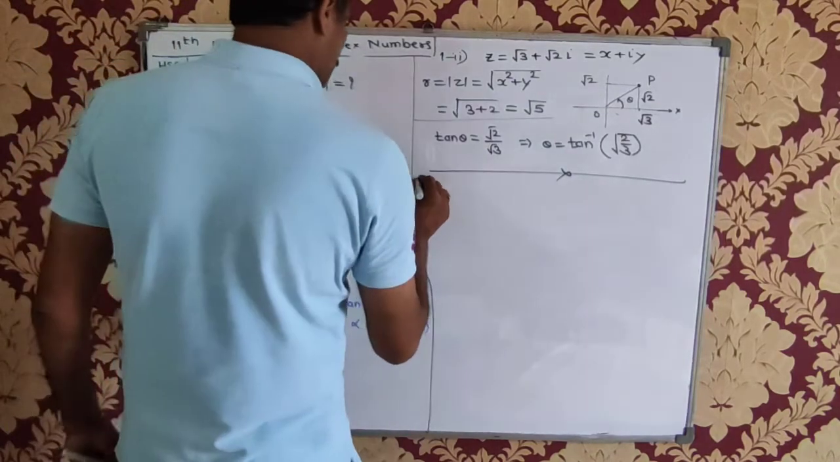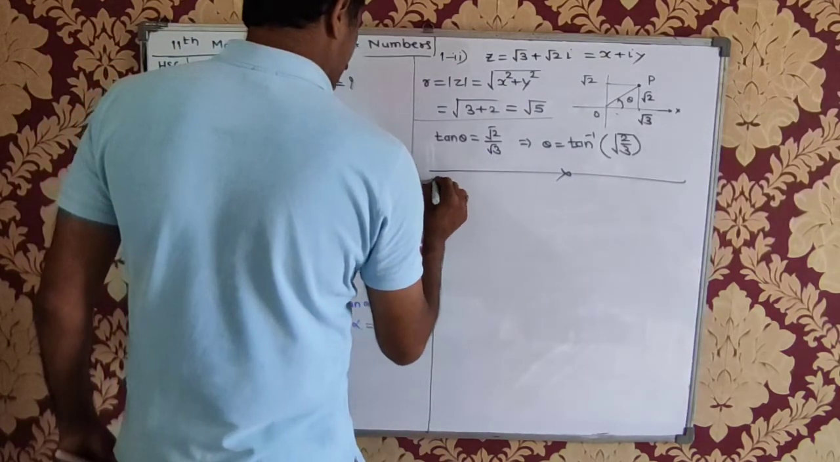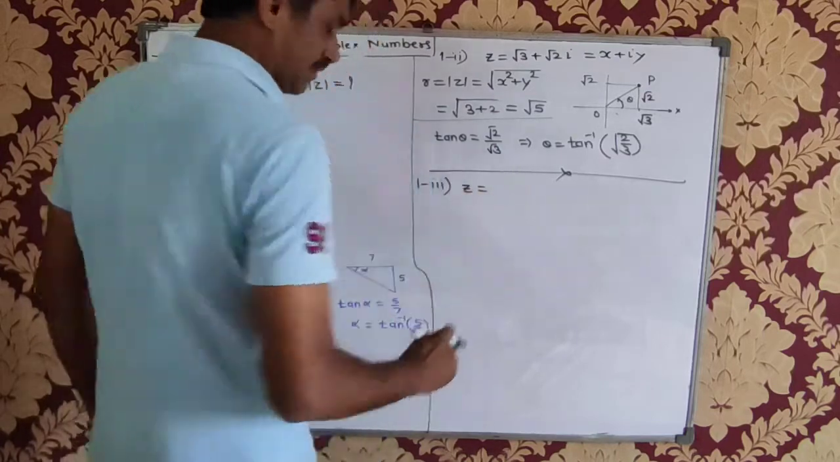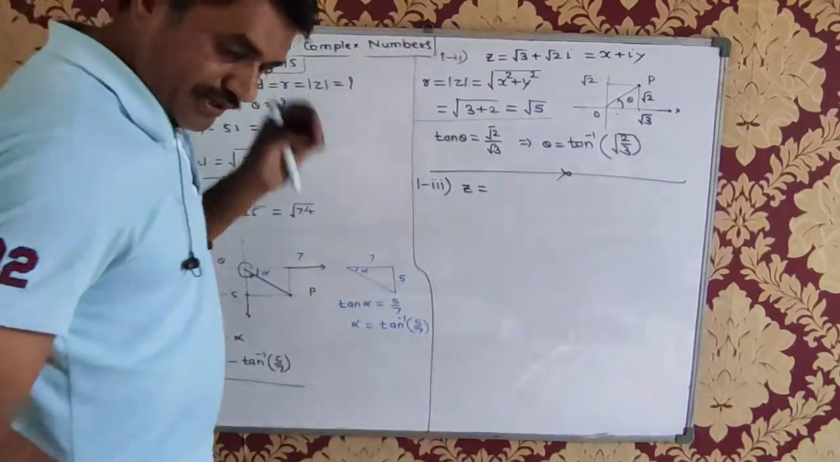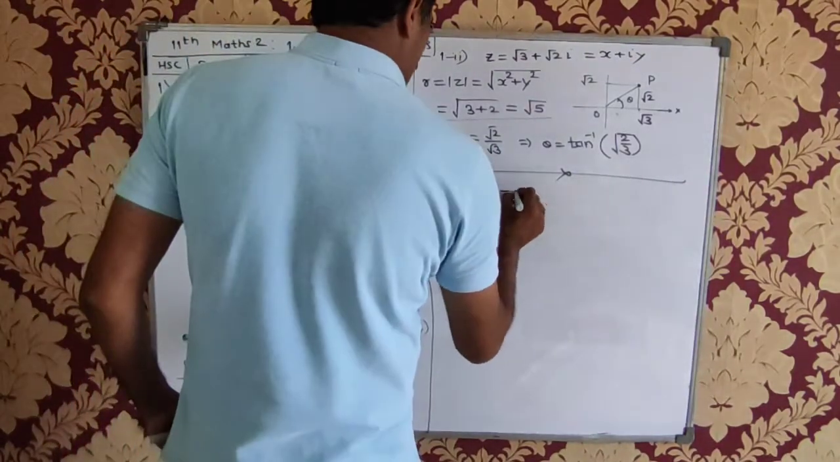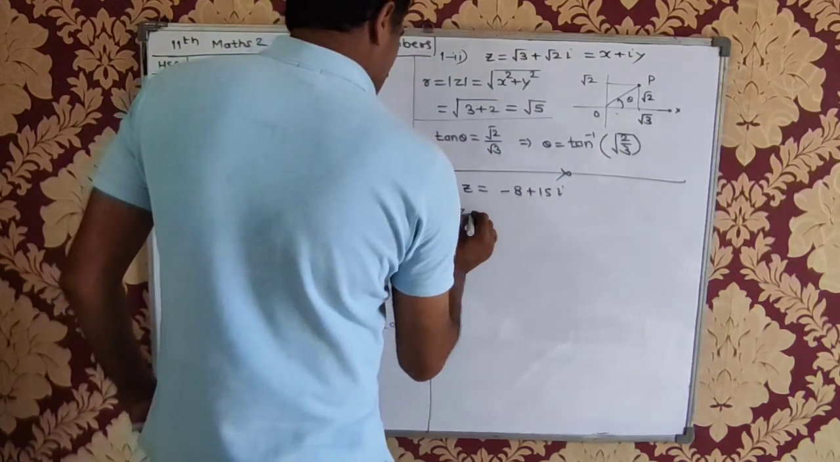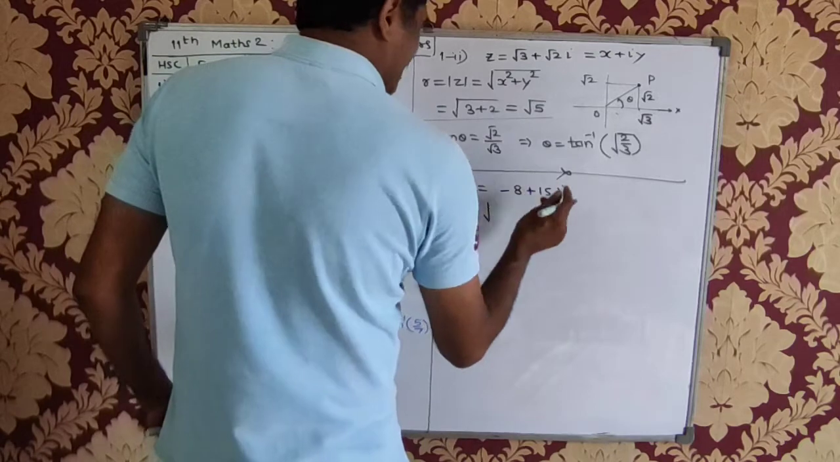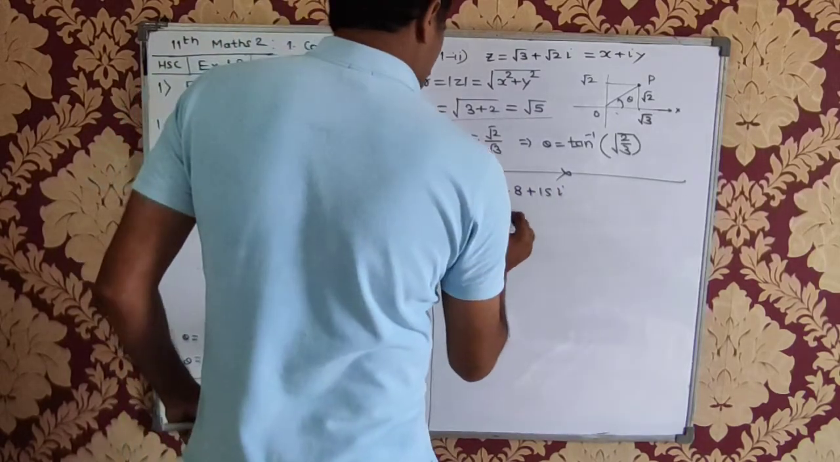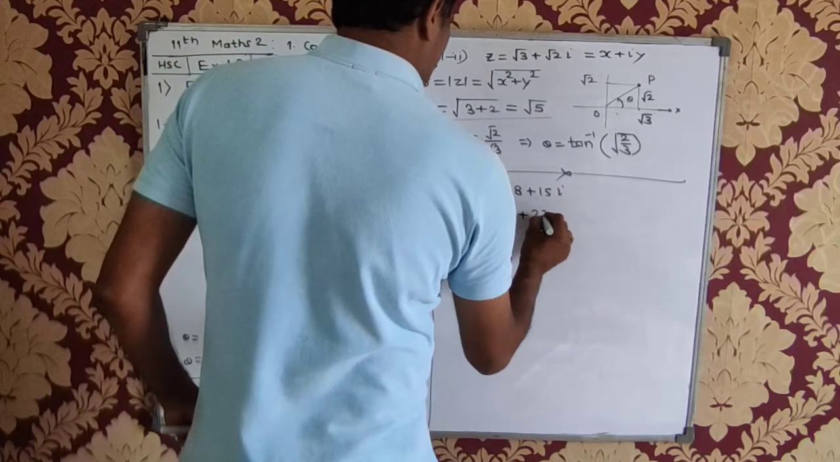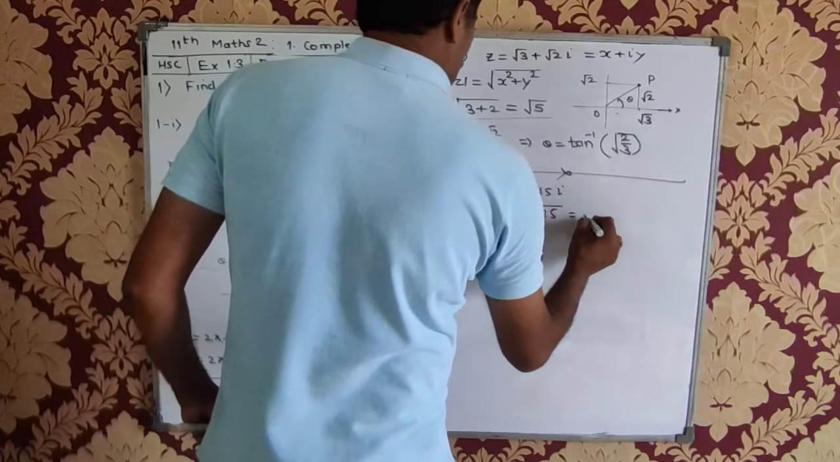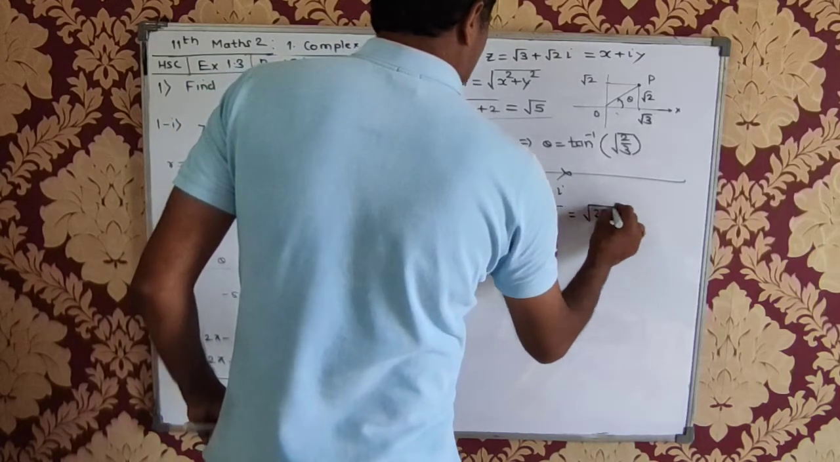Third, sub part 3. z is equal to minus 8 plus 15i. R is equal to mod z, which is the square root of minus 8 whole square, 64, plus 15 square, 225. The total is square root of 289. That is equal to 17.